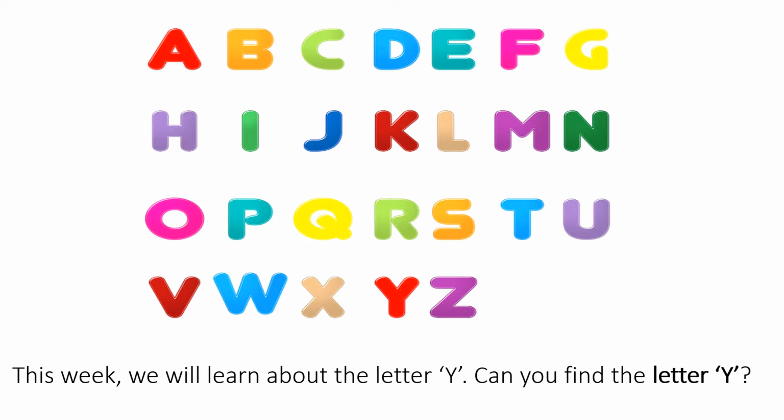Let's start our lesson by singing the alphabet song. A, B, C, D, E, F, G, H, I, J, K, L, M, N, O, P, Q, R, S, T, U, V, W, X, Y, and Z. Now I know my ABC. Tell me what you think of me.